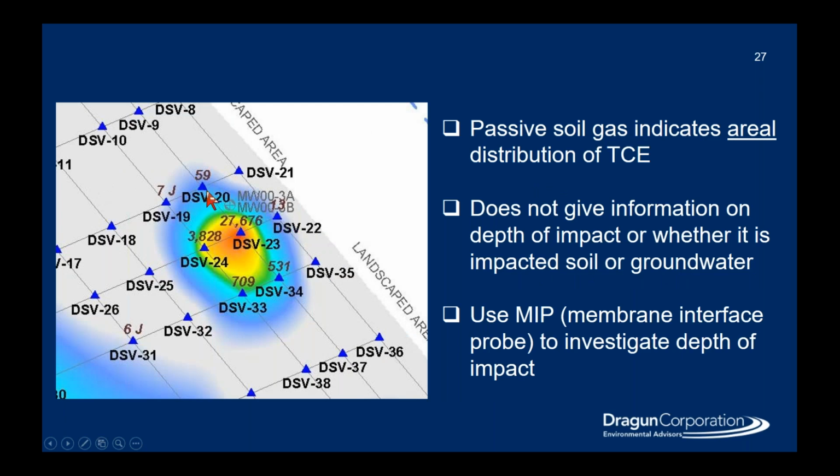So the passive soil gas gave us the aerial distribution of the contaminants near this hotspot, but it doesn't really give us any information about the depth of the impacts. So what we did next was we did some MIP borings to try and figure out where vertically these contaminants exist around this area.